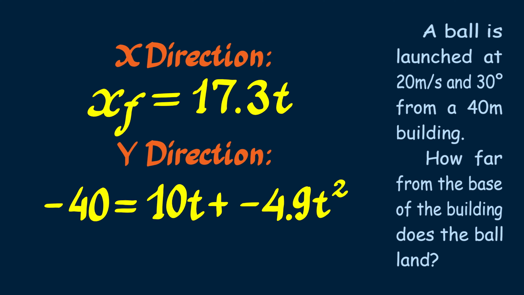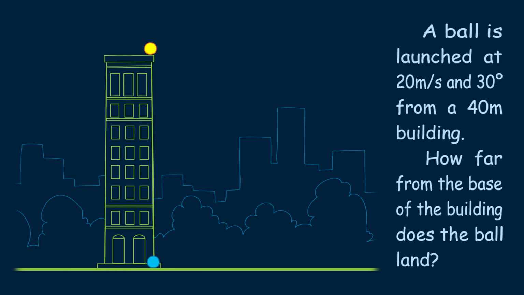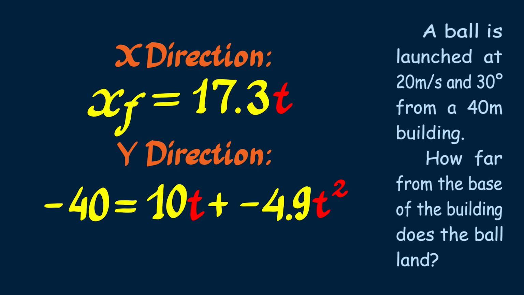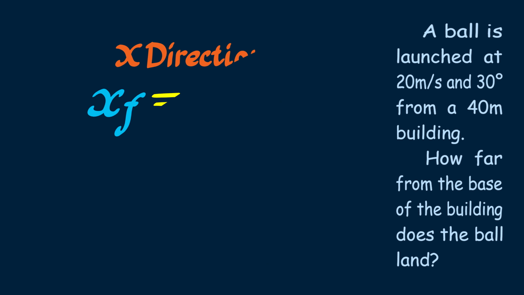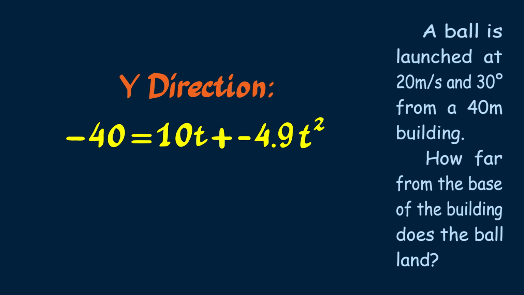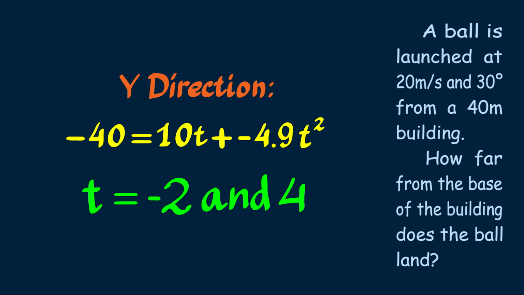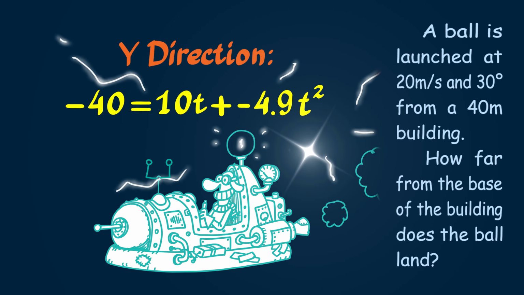After simplifying a little bit, we have two easier equations where we can solve for the final x once we have the time t. This is where we're going to use our y direction equation to solve for t, since the time when the ball hits the ground is the same time when it's at its maximum distance from the building, x final. Using the quadratic equation, this gets us two solutions, t equals negative 2 and t equals positive 4. In this case, we're going to pick the positive t value, since the negative t value doesn't make any sense, unless you have a time machine.